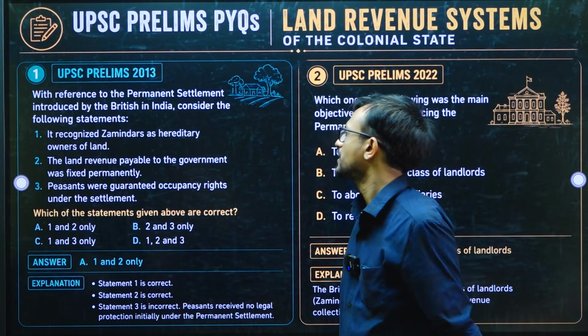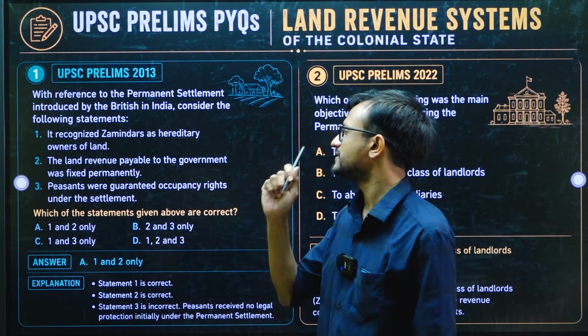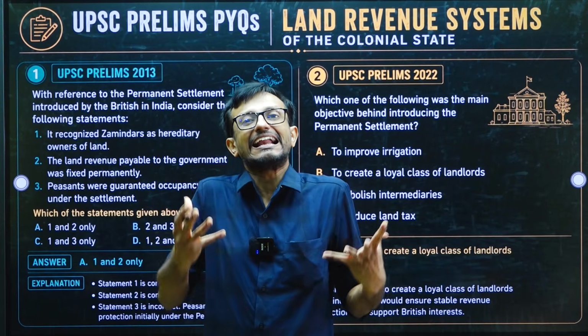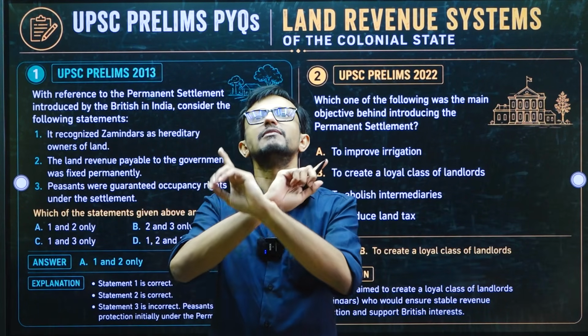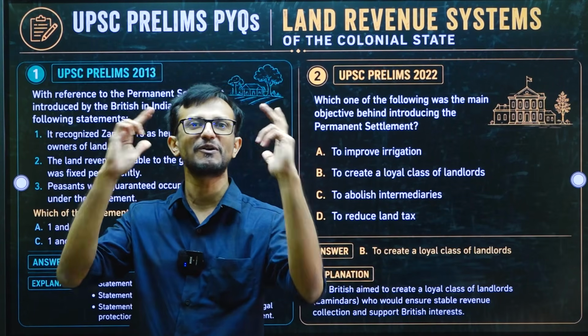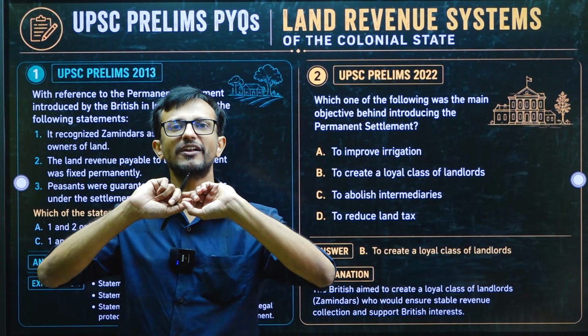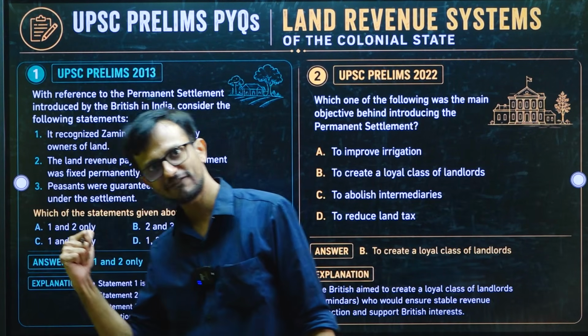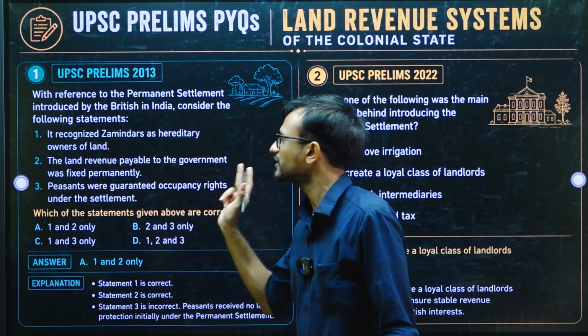That is a correct statement. The third statement, peasants were guaranteed occupancy rights under the settlement. Occupancy rights means peasants could occupy. They had rights over the land, which is completely against the ethic of permanent settlement, because the permanent settlement only thought of improving the landlord's situation, not the peasant's situation. So that is a false option. First two statements are correct.